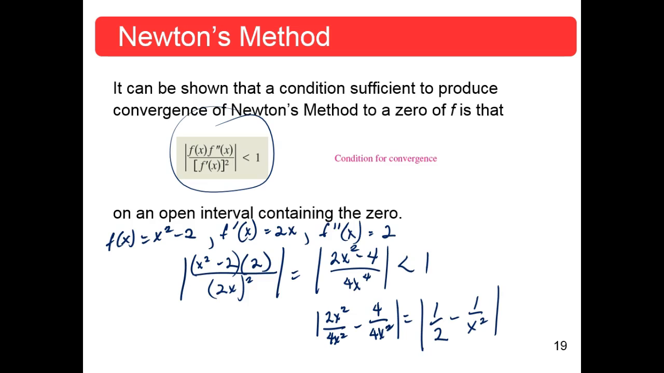If x is equal to 1, then this is 1/2 minus 1, which is 1/2. That's less than 1. Let's say x equals 1/2. That would be 1/2 minus 1 over 1/4, and 1 over 1/4 is 2. So 1/2 minus 2, minus 4, would be minus 3. The absolute value of that is 3. That's greater than 1.